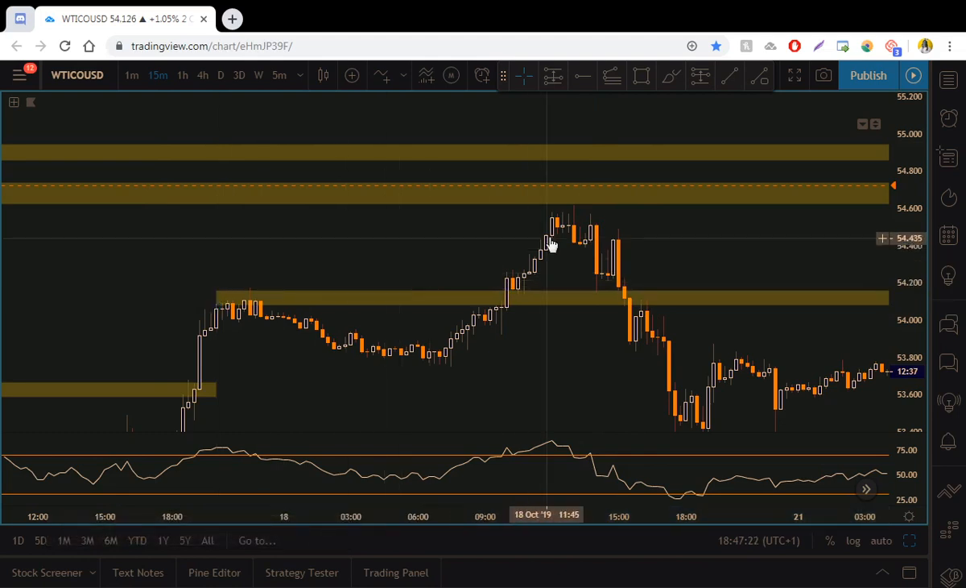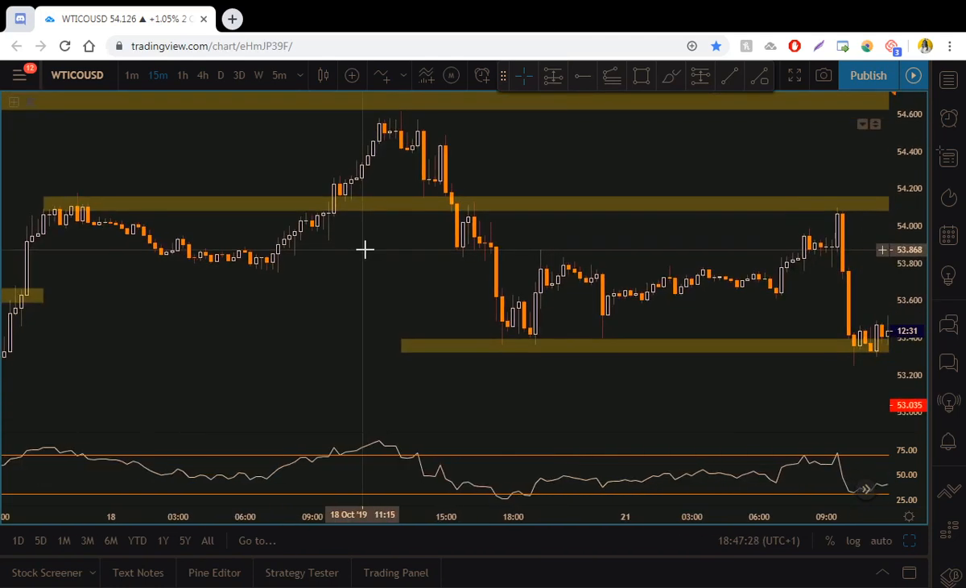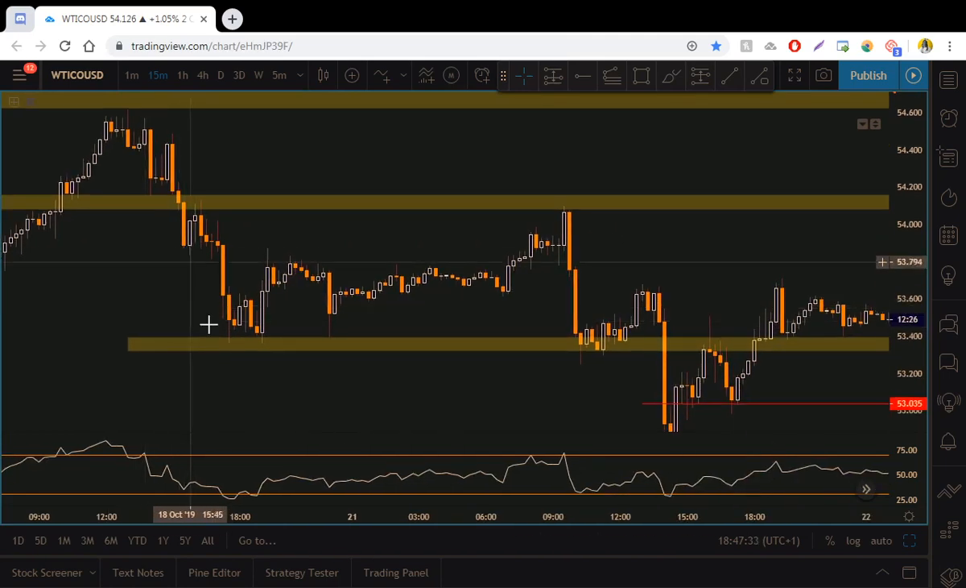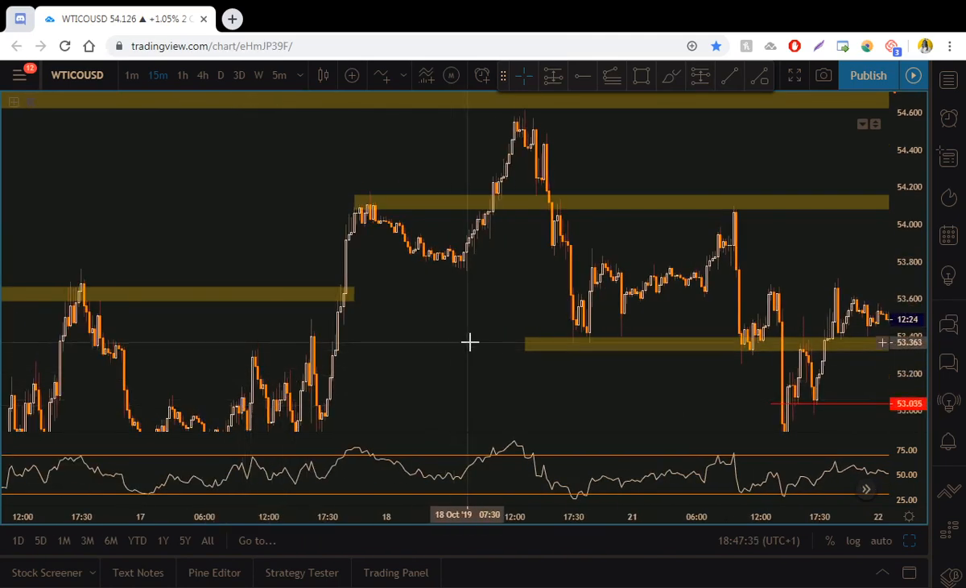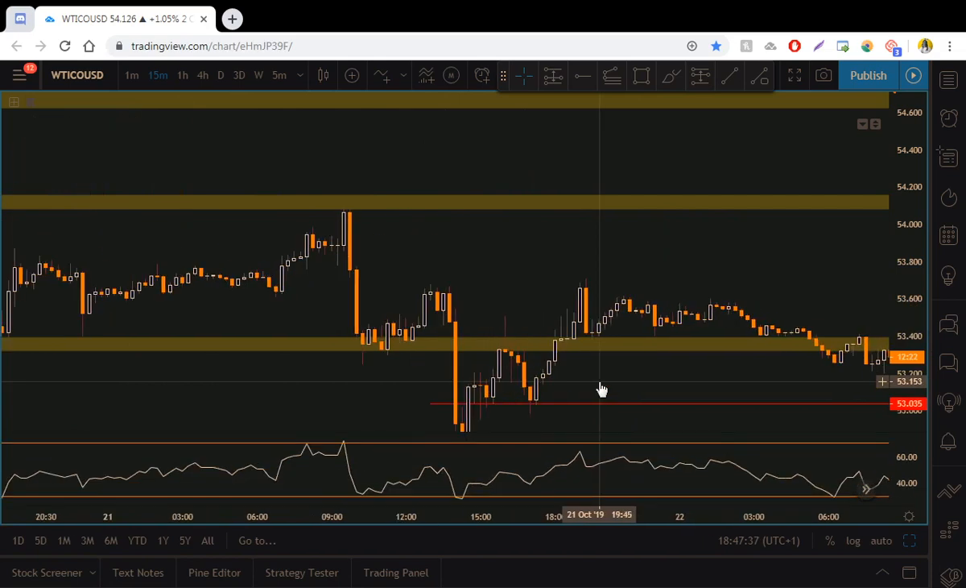So for me personally, I wouldn't have taken this, just because of the fact that the risk to the reward back down to this support is not 2 to 1. So you've got to be a bit wise about that. Here, you wouldn't have taken that one because it's a fresh level.